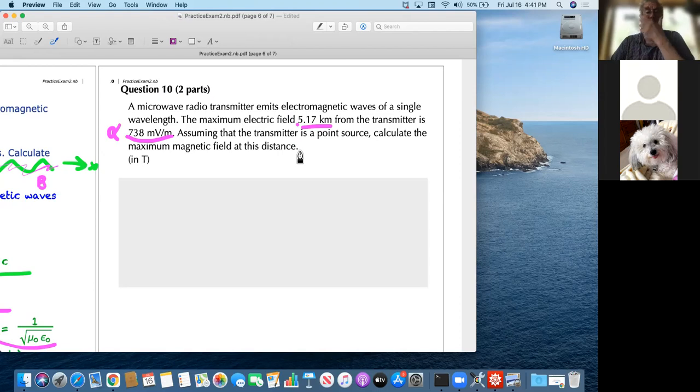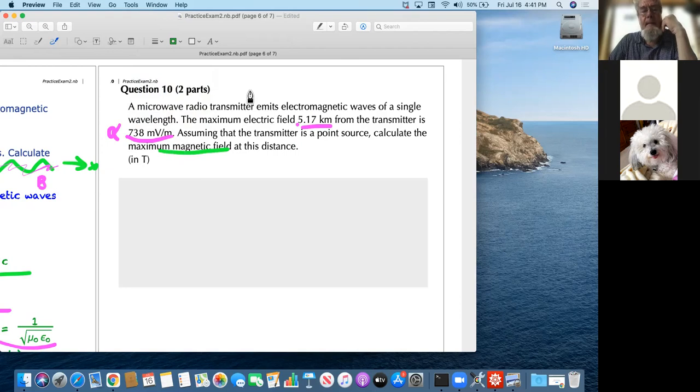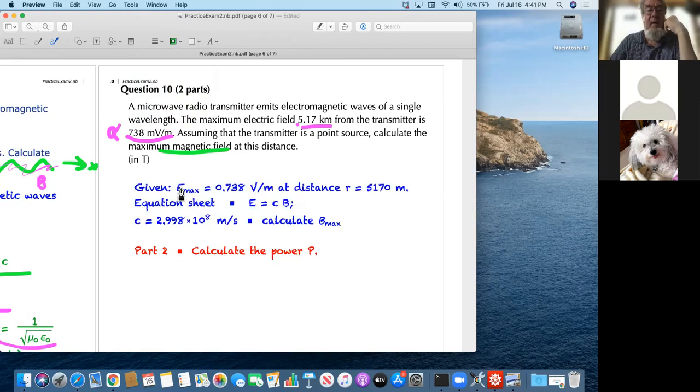So again, start by writing down the information that you have. And then what you're trying to calculate, let's go back to green. What you're trying to calculate is the amplitude of the magnetic field. All right, so let's start by writing down the information that we're given. Well, the maximum electric field is 0.738 volts per meter, 738 millivolts per meter. That's at a distance of 5,170 meters.